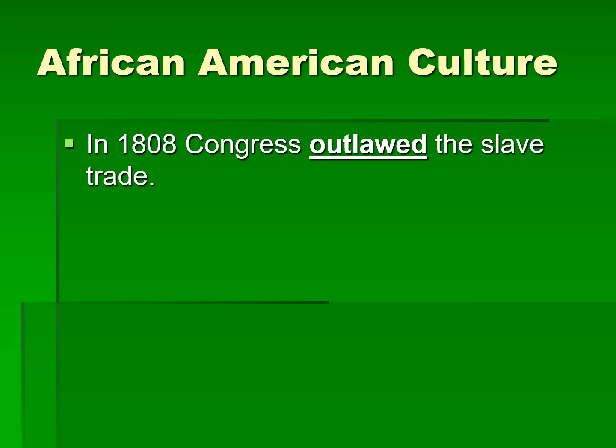Now, the way this process would have worked is that before 1808, you still had a stream of new slaves coming from Africa. Not a ton. In fact, most African slaves that came directly from Africa did not go to the United States. They actually would have gone to other parts of the world. But in 1808, Congress outlawed the slave trade. And so this cuts off new slaves coming in.